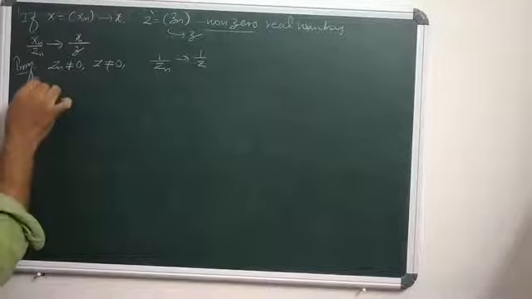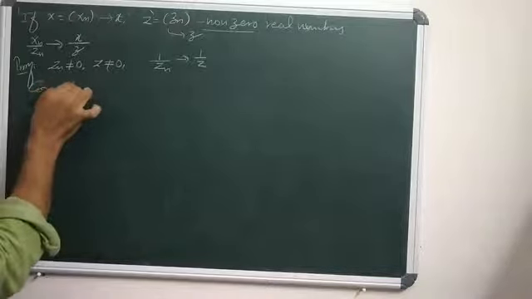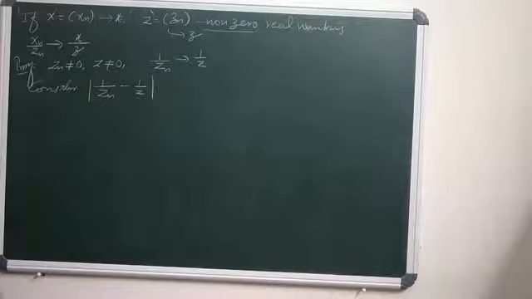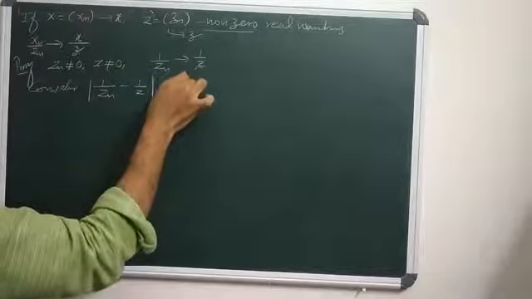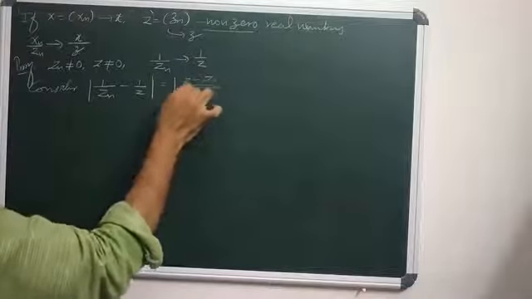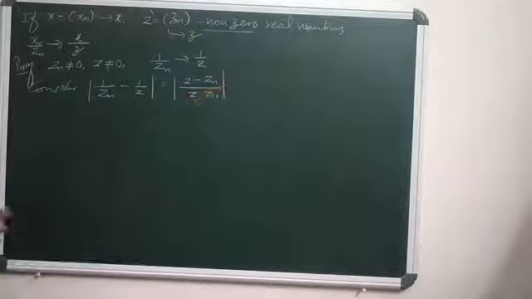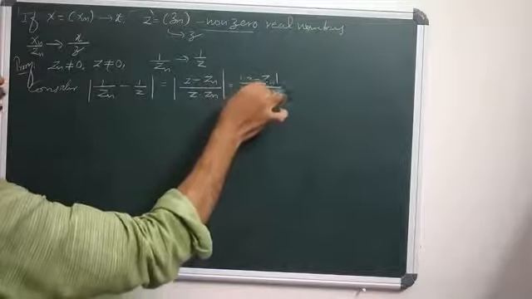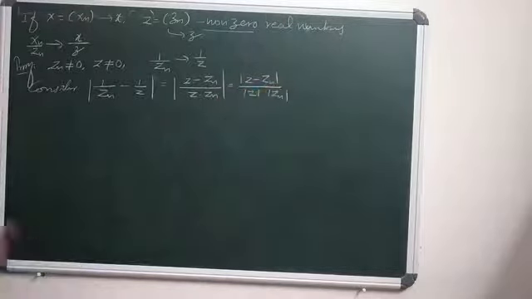Consider the modulus of 1 by zn minus 1 by z. What is 1 by zn minus 1 by z? By taking LCM, it is z minus zn divided by z into zn. More precisely, mod z minus zn divided by mod z into mod zn. Why? Because mod a by b is the same as mod a by mod b, and mod cd equals mod c into mod d.